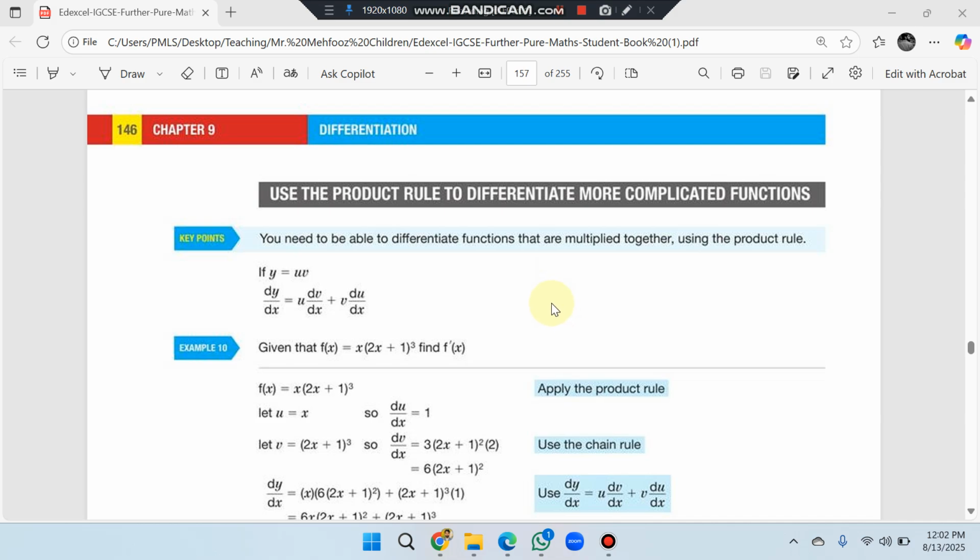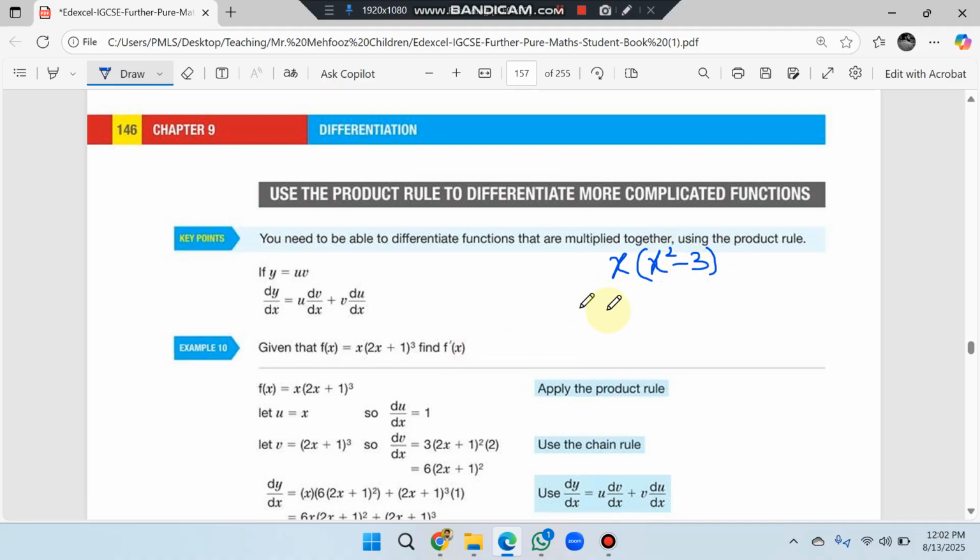Today our topic is about using the product rule to differentiate more complicated functions in further mathematics, right? First of all, I have a question. Let's suppose we have the question x into x square minus 3. This is your question. How can you solve it according to the previous knowledge?